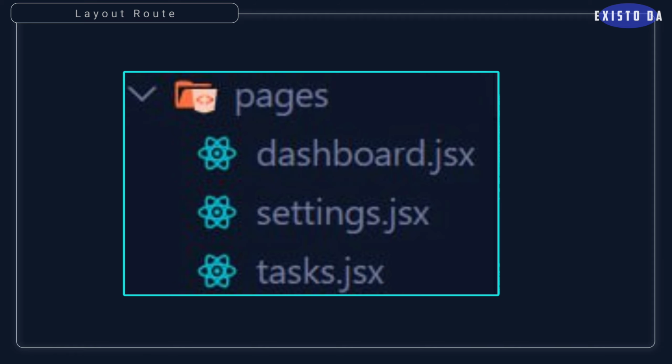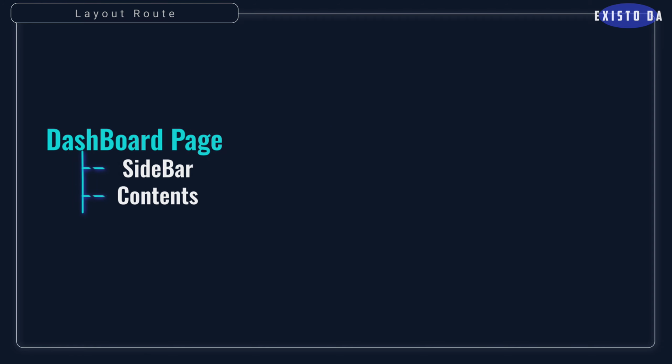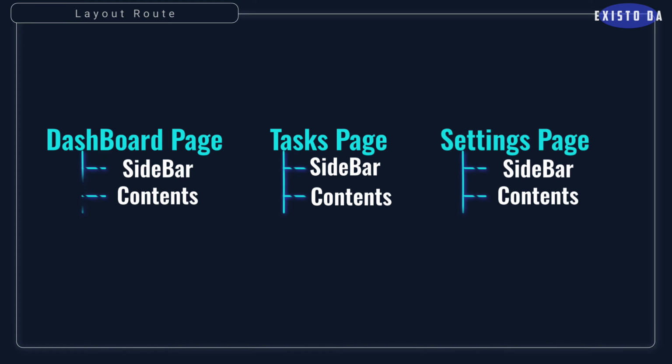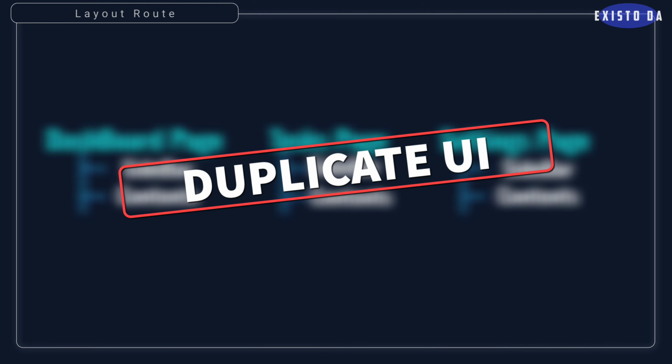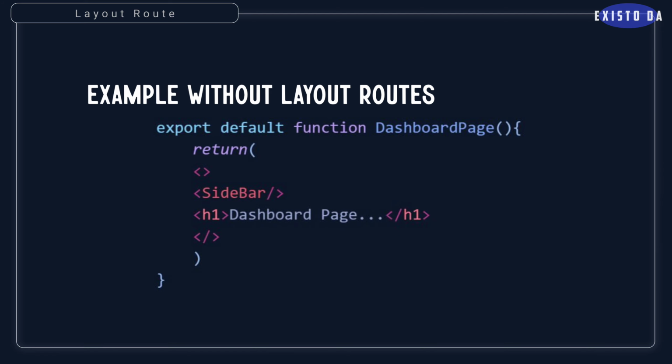Now imagine something. Every page in our app needs the sidebar. Dashboard page, tasks page, settings page. Without layout routes, every page must include the sidebar manually. That means duplicate code everywhere. Here is an example. Now every page has to repeat this layout.